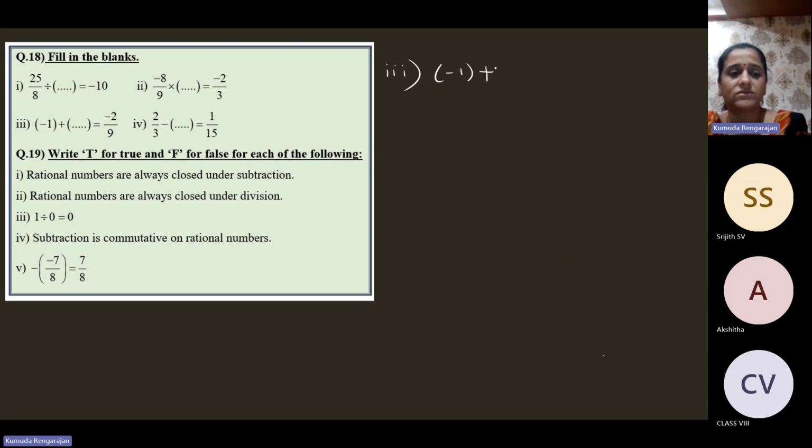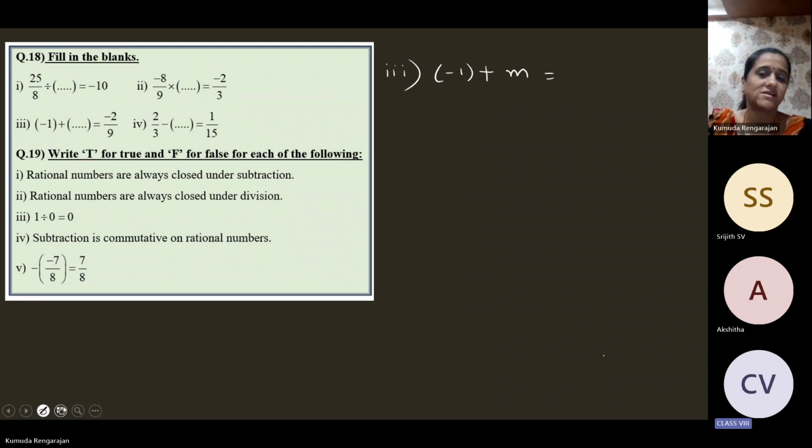Minus 1 plus m. Ma'am, can we choose the same variable, or any other variable? Yeah, you can. Ma'am, answer is minus 7 by 9.